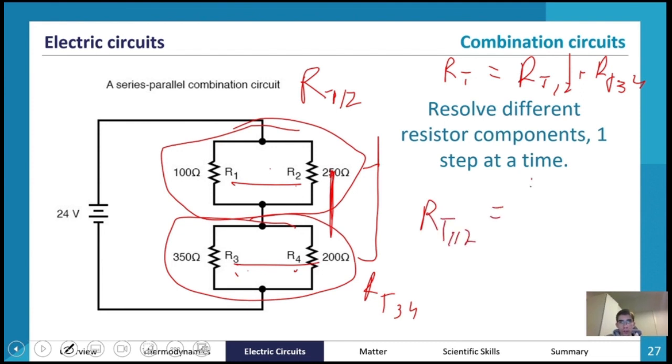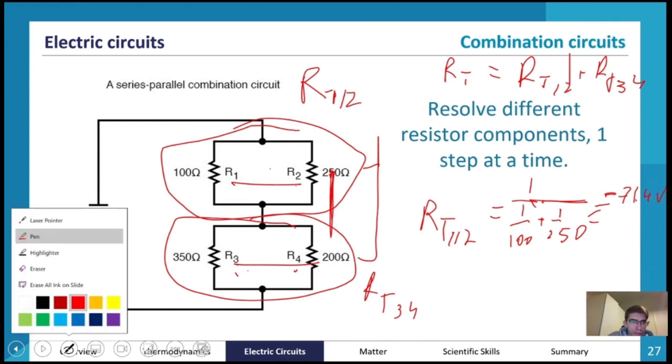RT1,2. That would be 1 on 1 on 100 plus, I extend that, 1 on 250, which will equal 71.4 ohms. Sorry, did I say volts? I meant ohms.